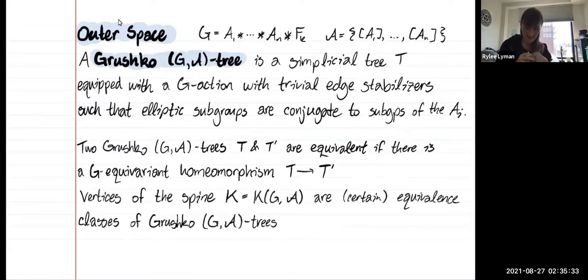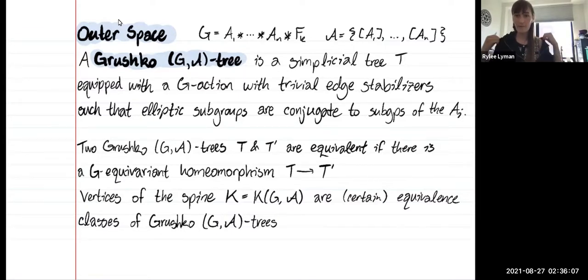Great. And so the spine of Guirardel-Levitt outer space, I'm going to call it K. And implicitly, it depends on both G, the group, and A, this bit of data about what's allowed to be elliptic. So the spine K of outer space, vertices are given by certain equivalence classes of Grushko G-A trees. And I'll tell you about what's up with the "certain" in a second. Okay, great. So that was trees.